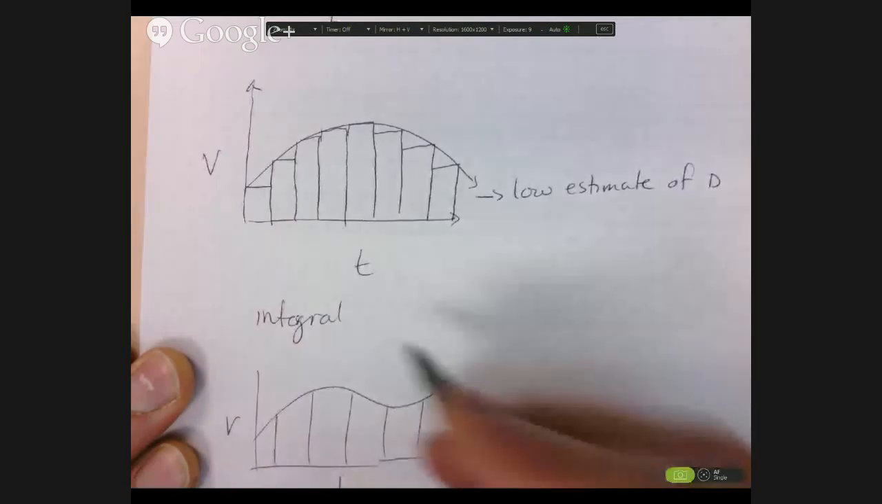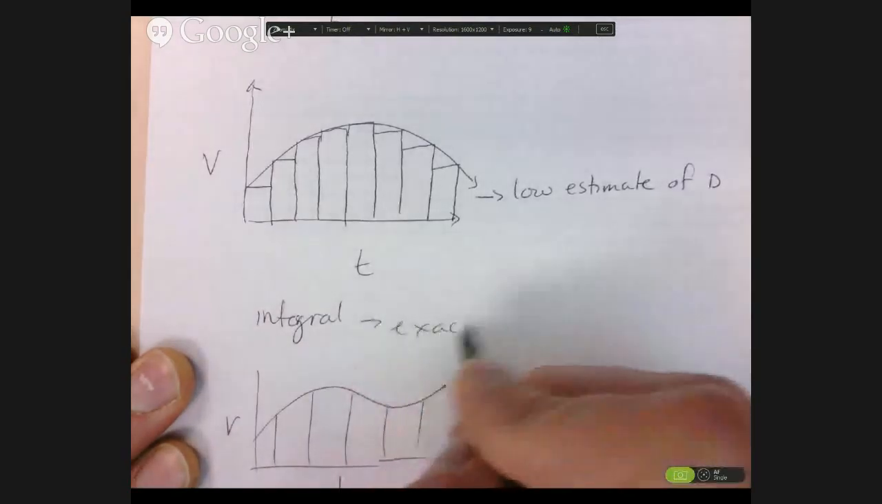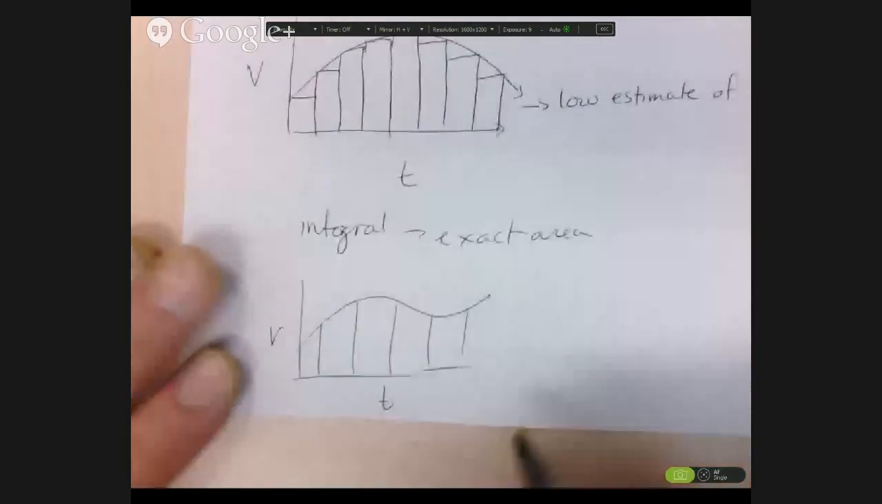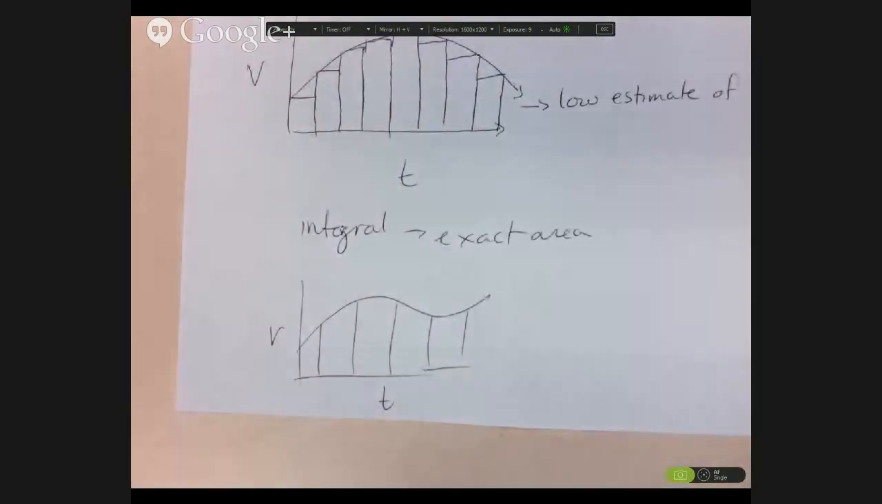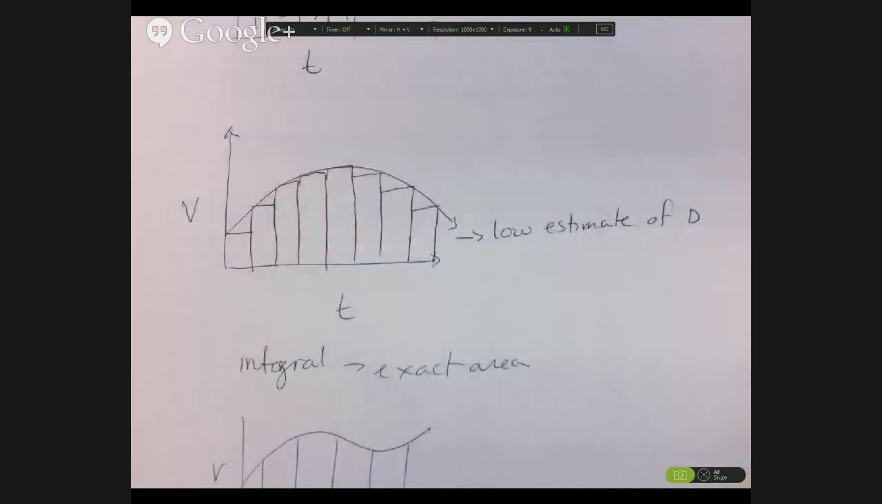The integral gives us the exact area. Okay, so if I can take the integral of a velocity function, I will get the exact distance traveled. Right? That's where we're headed with it. The question is, what is an integral? Which we're not going to get to today. We're just going to be approximating today.